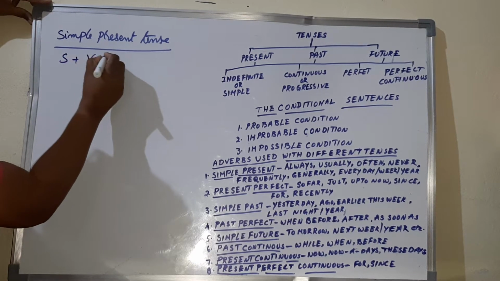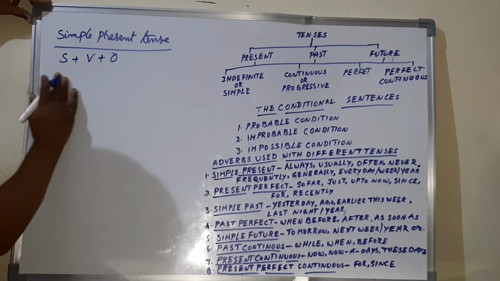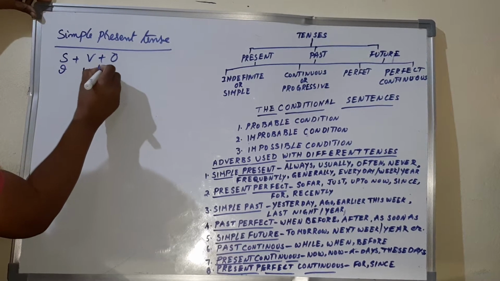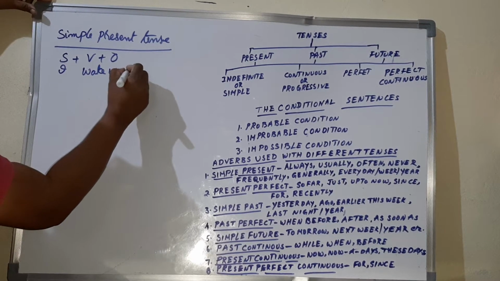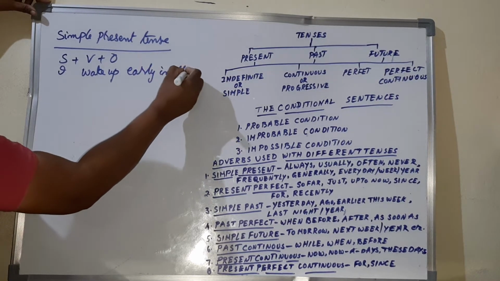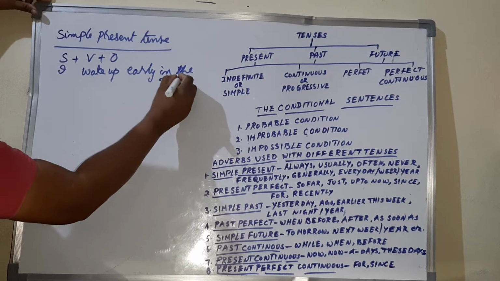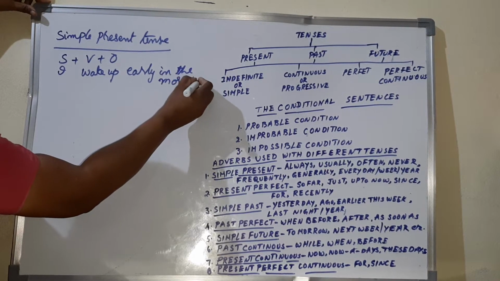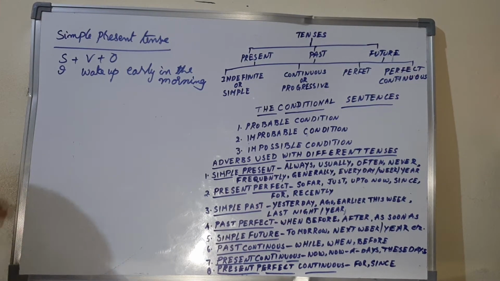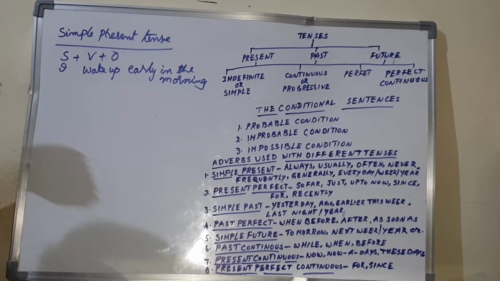Subject, verb, and object. For example, I wake up early in the morning. This is simple present tense.